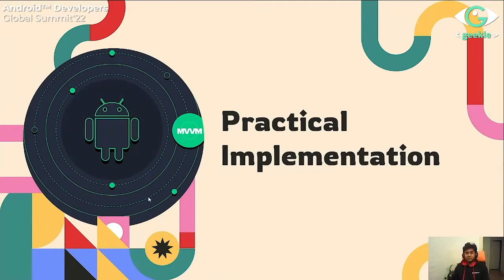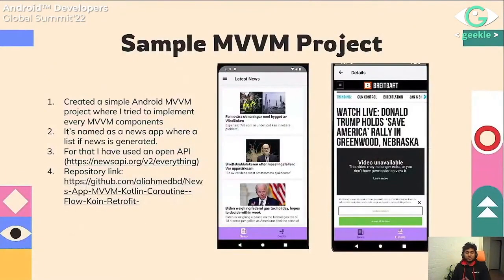Okay, for the practical implementation, I have prepared a sample MVVM project where I try to touch every MVVM component. I named this application a news app, where a list of news will be generated, and when you press any item, you will see the details view of the news. It's a really simple application. For fetching the news list, I am using an open API known as News API, and I have uploaded the overall project on GitHub, so anytime you can download it to check how my MVVM projects look. And I will maintain this repository over time, so we will get an up-to-date code base.